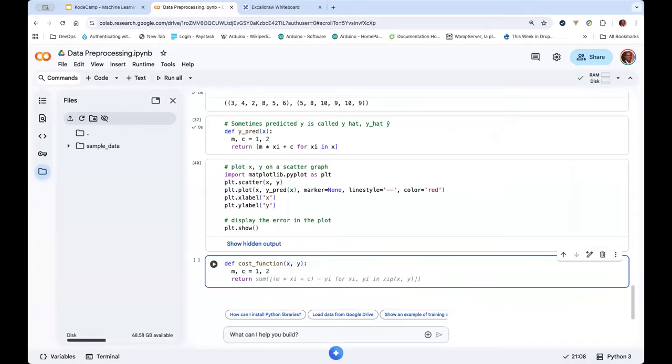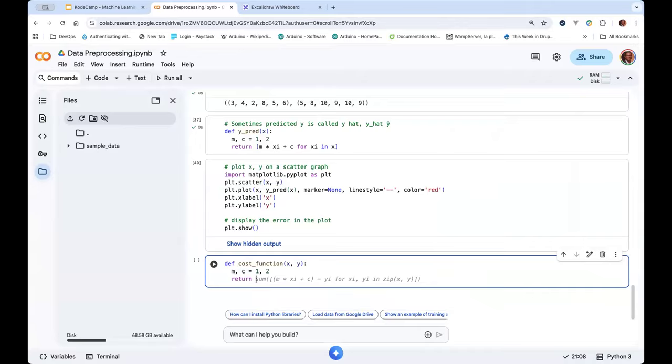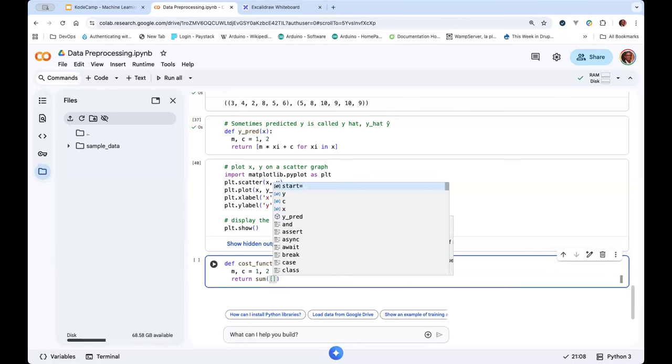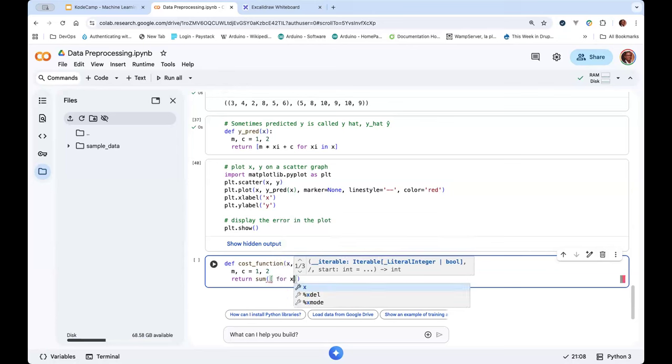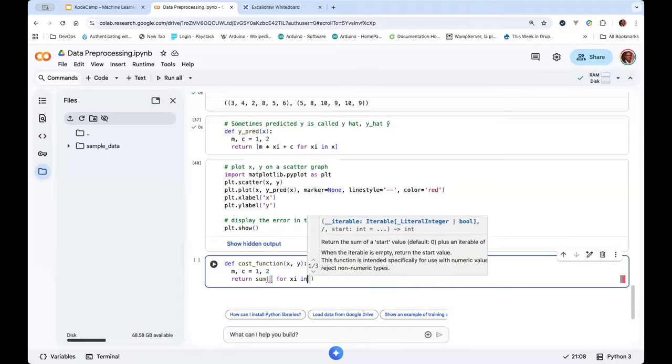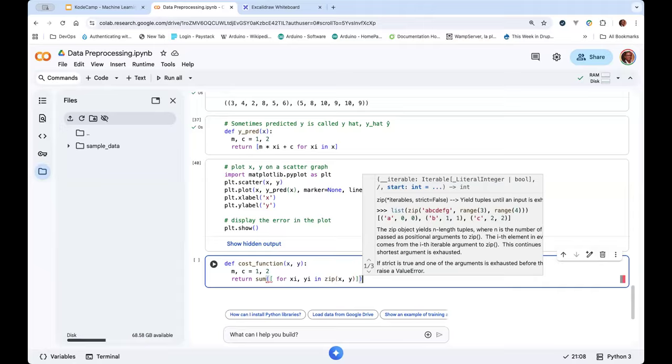I'm going to start by first of all saying the error of each one is y. So let me do sum. We know we have to sum it, right? Okay. Then for xi in x, or you have to do a zip. So for xi, yi in zip of x, y. So you zip those two.